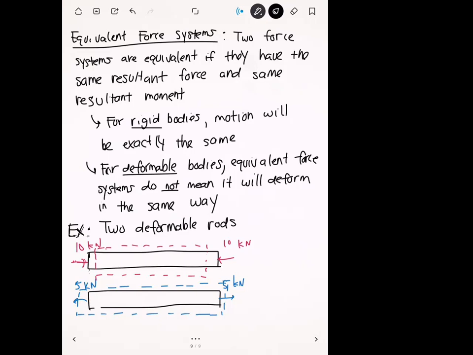The resultant force is important just for determining whether you have static equilibrium. But once you have the resultant force, make sure you go back and look at how you got there to actually tell you how the object is going to deform.